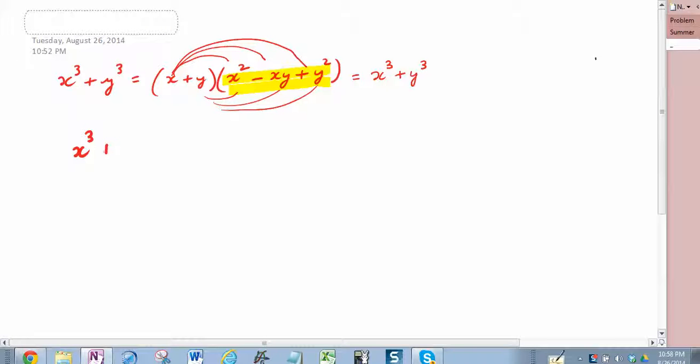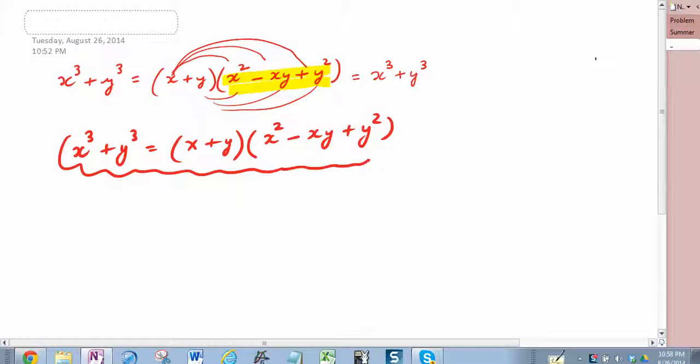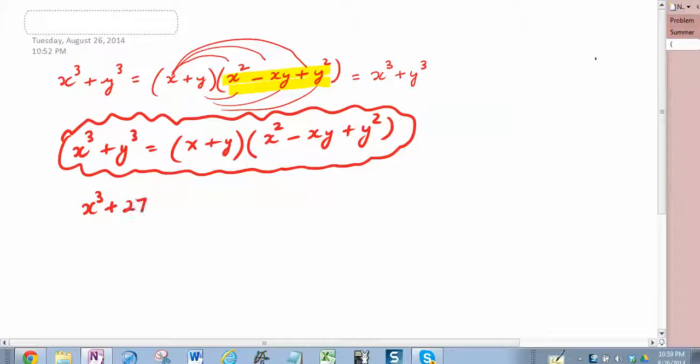So I've got x cubed plus y cubed, and the factors are x plus y, a linear factor, and the next one is a quadratic. It's got squares in it, and it looks like that. I'm going to put it in a cloud. You've got to know this result. It's an important result. And let's apply it to our particular example. Our particular example that we had was x cubed plus 27.